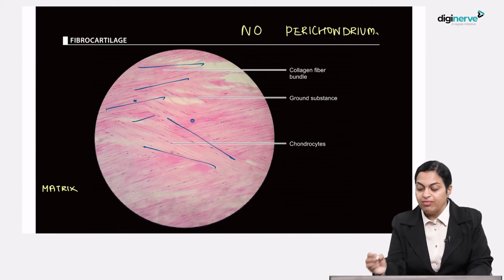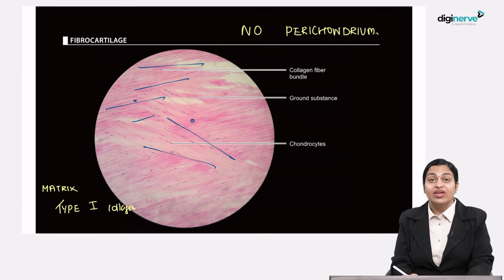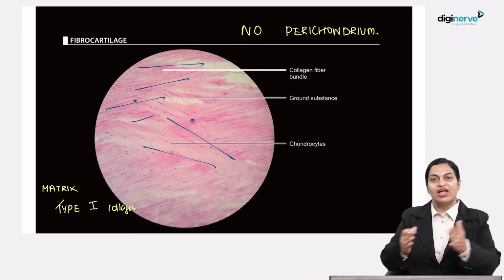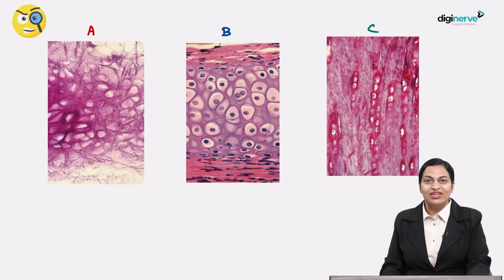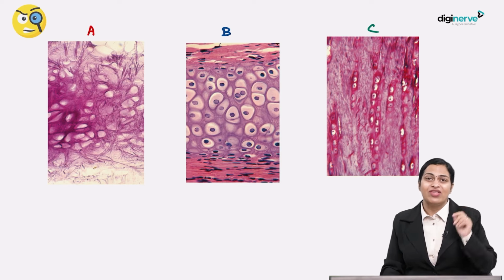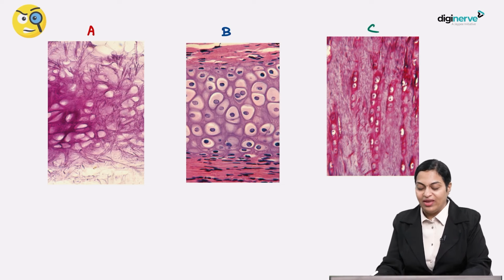The collagen fibers that you see here in the matrix are made up of type 1, in contrast to elastic and hyaline cartilage. No perichondrium, chondrocytes in lacunae, right? And bundles of collagen fibers. The matrix has type 1 collagen fibers. Now, time for you to identify. So, this is a high yield topic. Definitely you'll get questions from it, but it's not the same image repeating every time, isn't it? Come on, help me to identify.